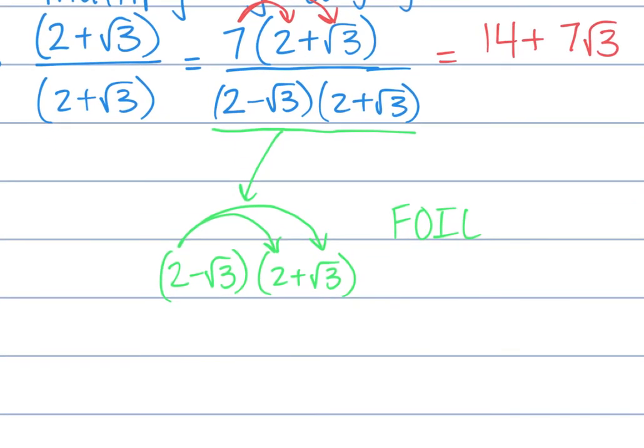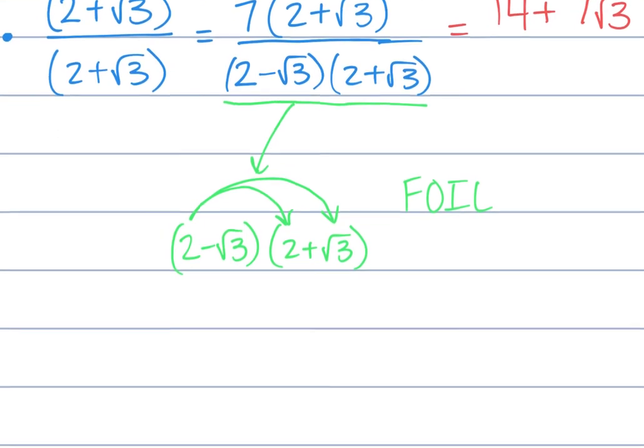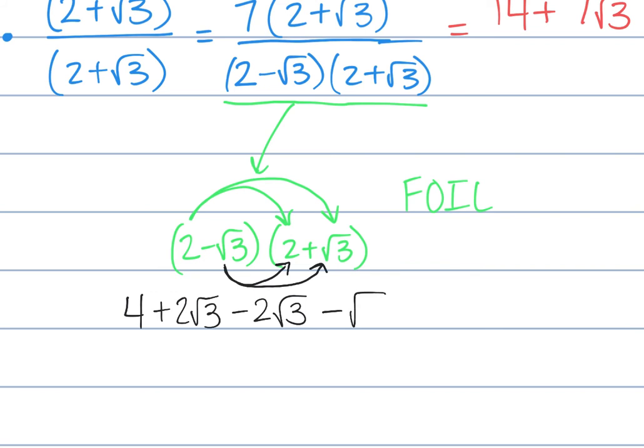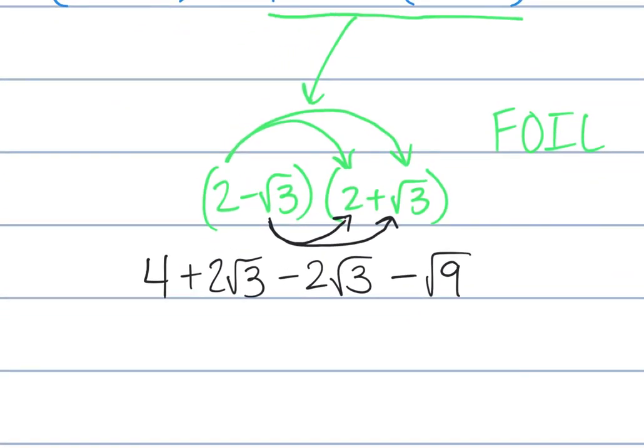So the first one is going to be 2 times 2. And what's 2 times 2, guys? 4. What's 2 times the square root of 3? 2 times the square root of 3. What's negative square root of 3 times 2? Negative 2 times the square root of 3. And negative square root of 3 times positive square root of 3. Negative square root of 9. But can't we simplify that to 3? Yeah, we will eventually, okay? So there's some stuff we can simplify here. Sophia, notice the square root of 9 is just 3, right? So change this to a negative 3.